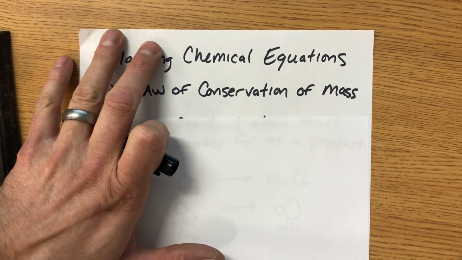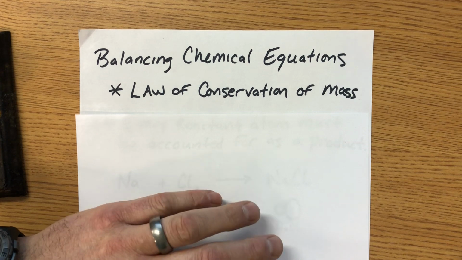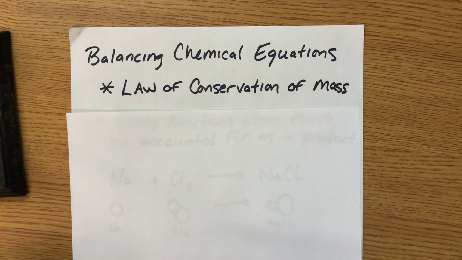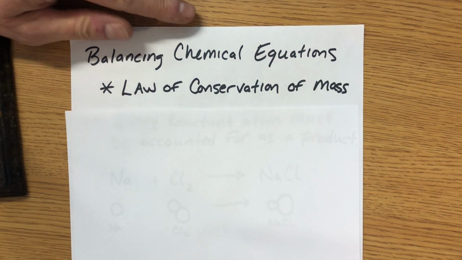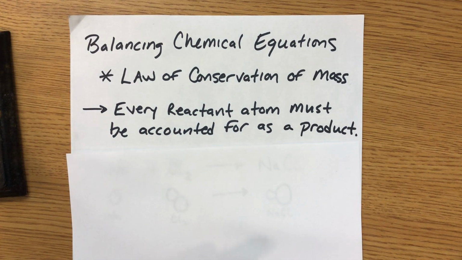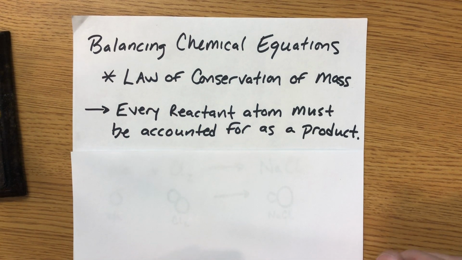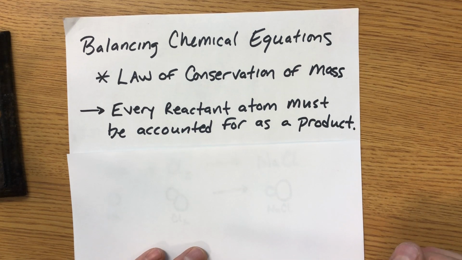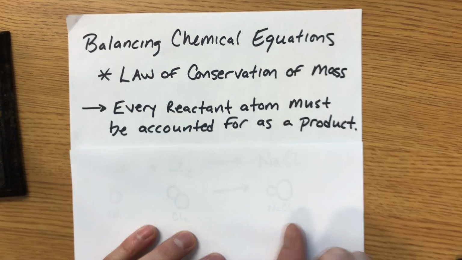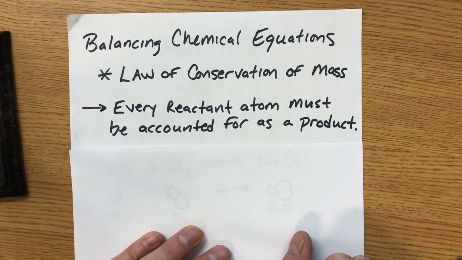The idea of balancing equations has to do with preserving the law of conservation of mass. That's something you may have heard about in your physical science class, and we use it a ton here in chemistry. Basically, what we want to make sure that we adhere to is that every reactant atom is also present as a product atom. So every reactant has to be accounted for as a product.